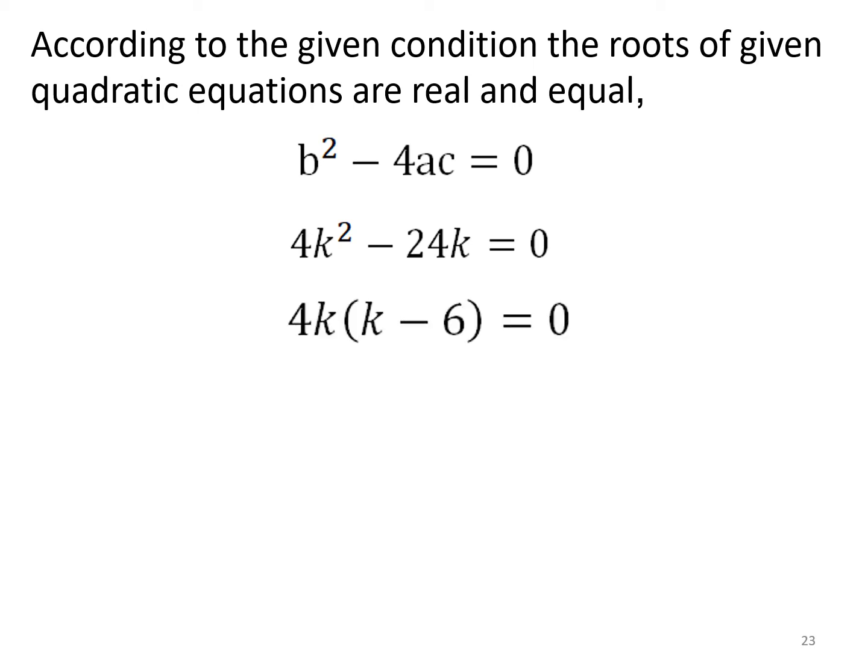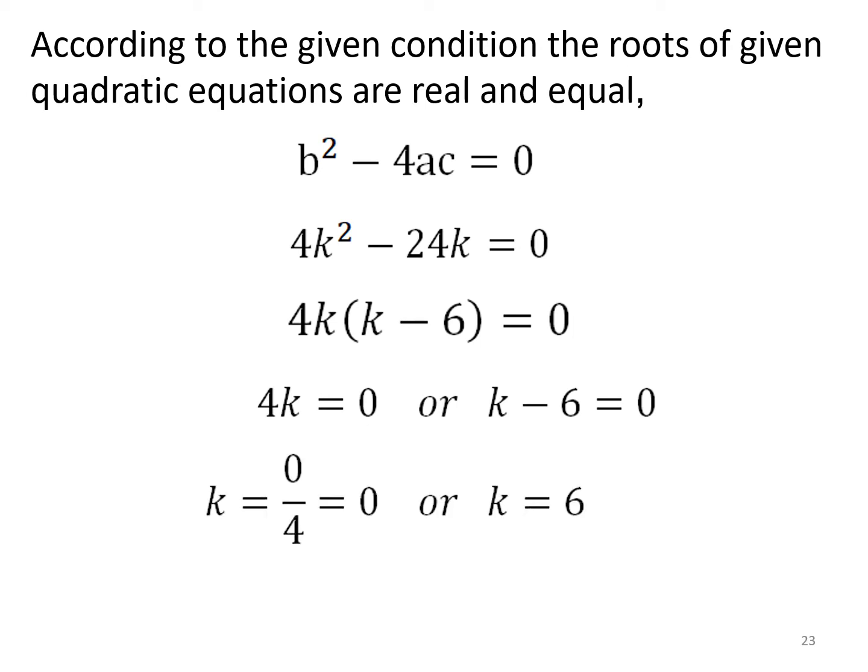Taking the common term outside, 4k bracket k minus 6 is equal to 0. So 4k is equal to 0 or k minus 6 is equal to 0. K is equal to 0, which is not possible, or k is equal to 6, and therefore the value of k is equal to 6.